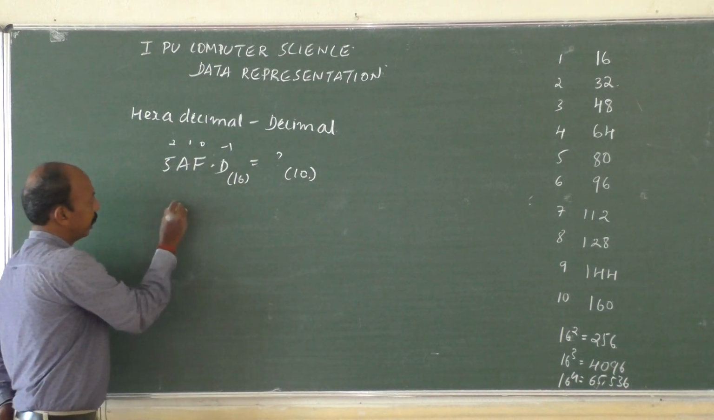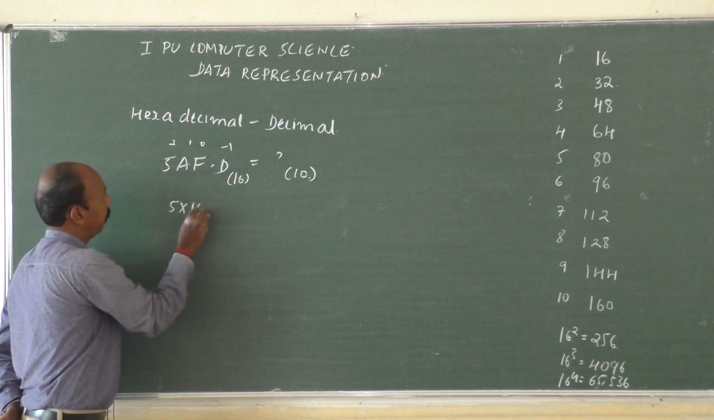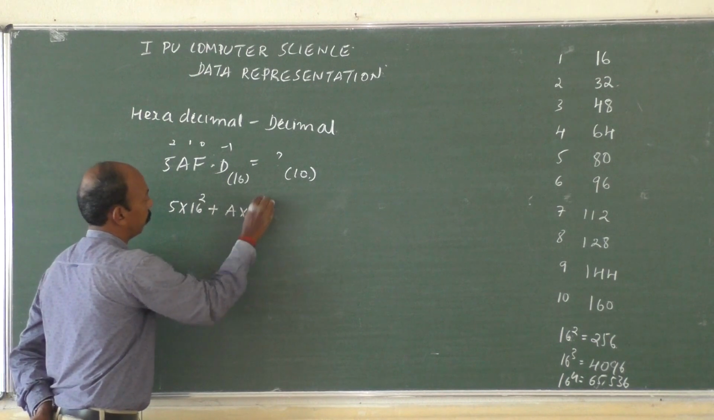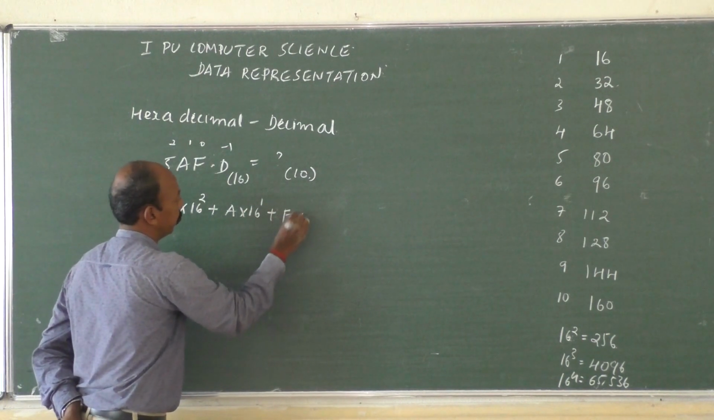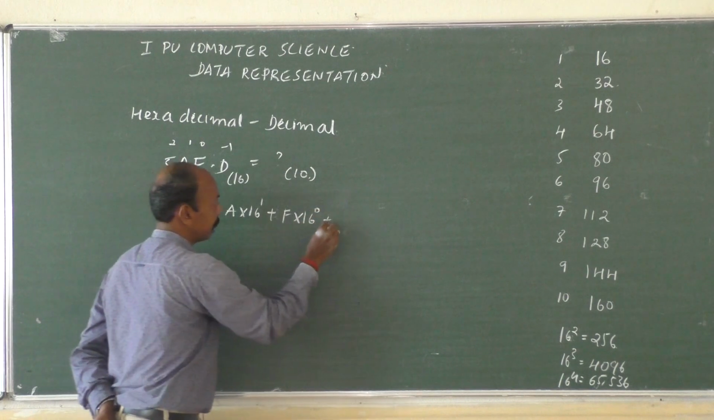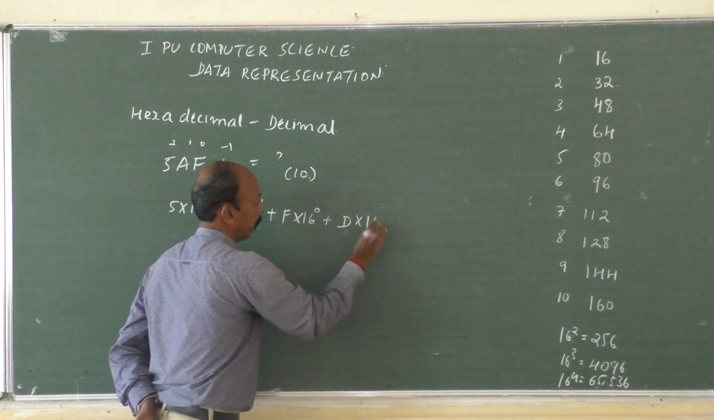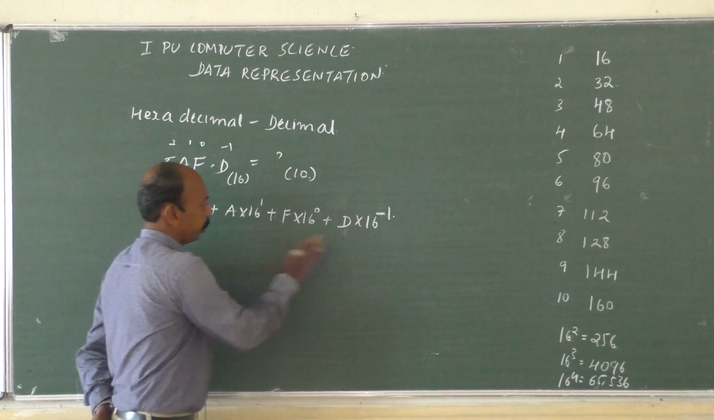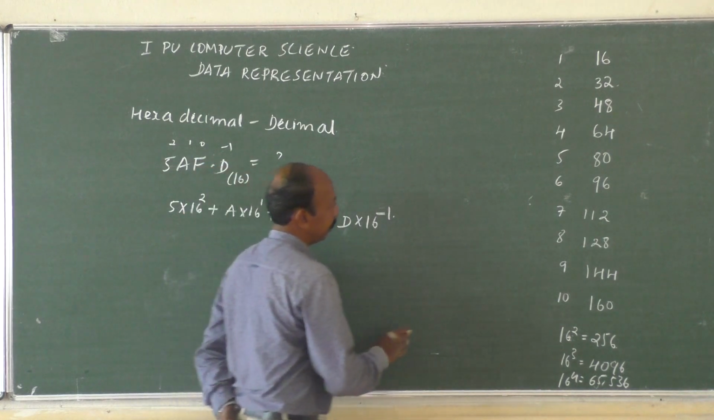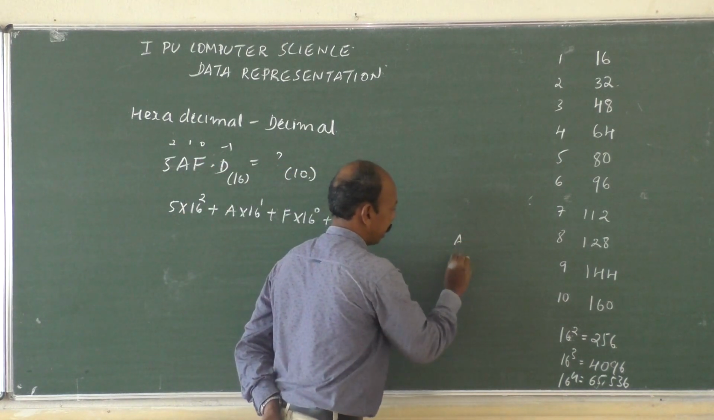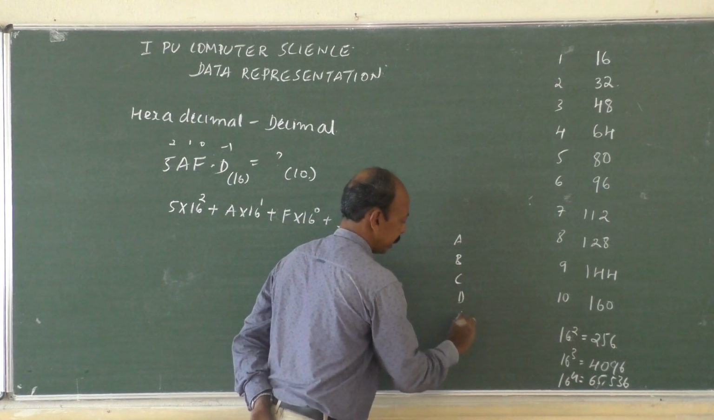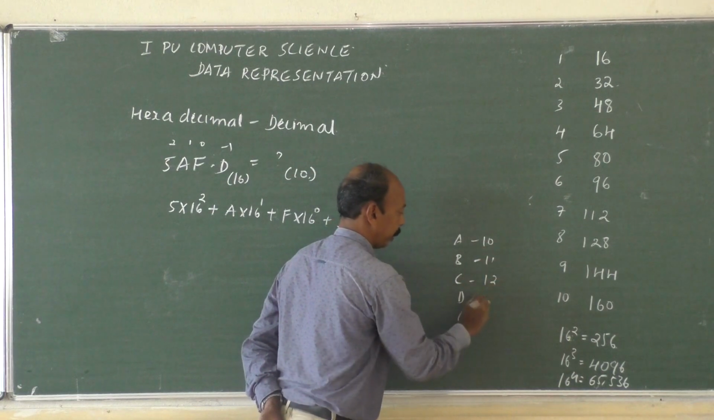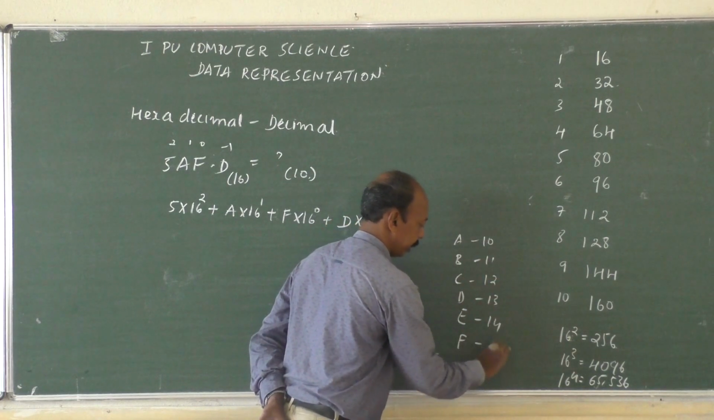So how can we write this? 5 into 16 to the power 2, plus A into 16 to the power 1, plus F into 16 to the power 0, plus D into 16 to the power minus 1. We don't have any confusion in this. Once again, let us write A, B, C, D, E and F equivalents as 10, 11, 12, 13, 14 and 15.